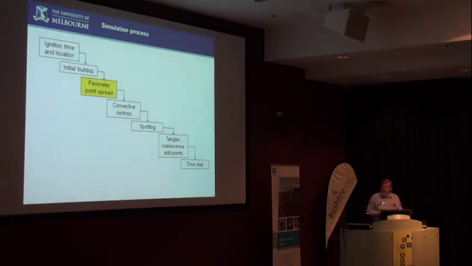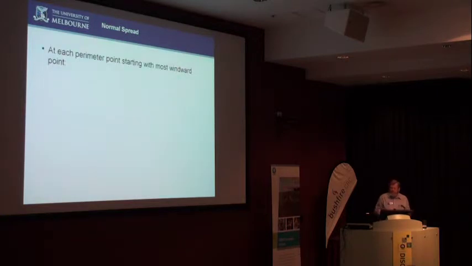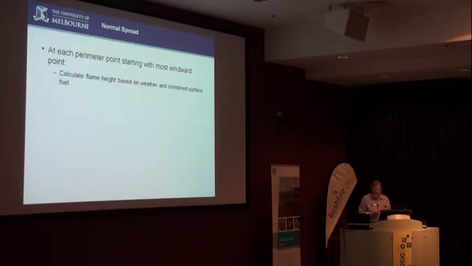Next, we look at the perimeter of the fire, which is divided into a whole sequence of points. And the trouble with points is that they then have to be joined by segments, which is an inherent issue that we deal with. But for each perimeter point, we start with the windwardmost perimeter point, so at the back of the fire, if you like, and work clockwise around.